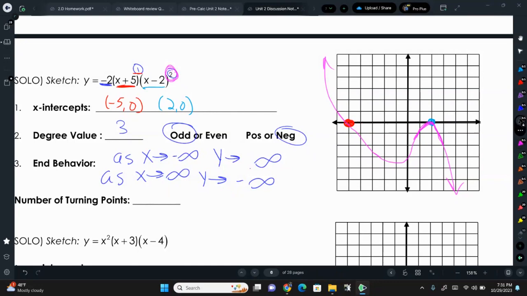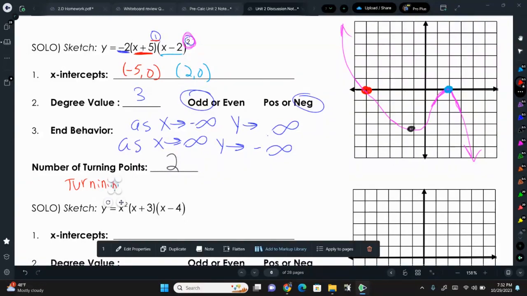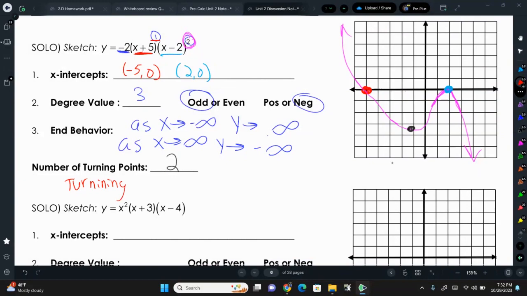So then the number of turning points. We have a turning point right down here somewhere. That's 1. And then 2, 0 is another turning point. So we have 2 turning points. A turning point is when the graph changes directions.